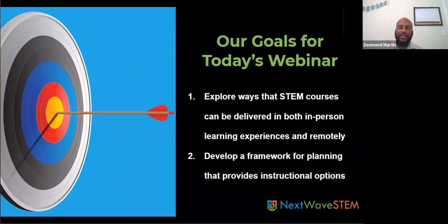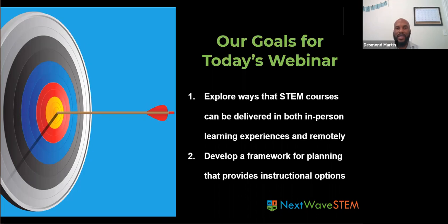So in today's webinar, we have two goals that we really want to focus on. We think that if we can do these two things, we can be in a much more solid position with regards to having some flexibility in your STEM programs for the fall. The first is that we want to explore some particular ways in which STEM courses can be delivered both in person and remotely.